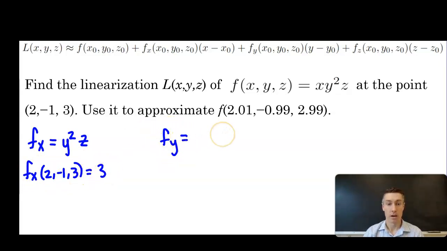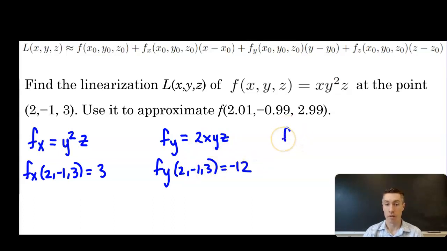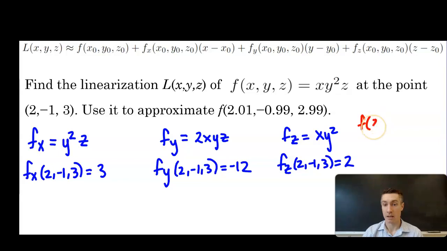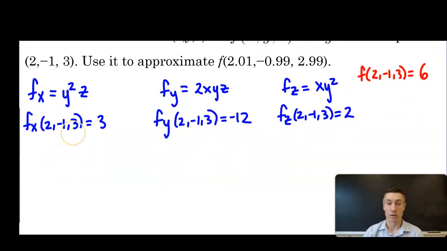And you can do this in the form of the gradient vector as well. It doesn't make a difference. You're still finding all of your partials. So 2, negative 1, 3 here is negative 12. Partial with respect to z is xy squared. 2, negative 1, 3. So we get 2. We do need the function value, right? So function at 2, -1, 3, that's going to be 6. So now we can build our linearization.